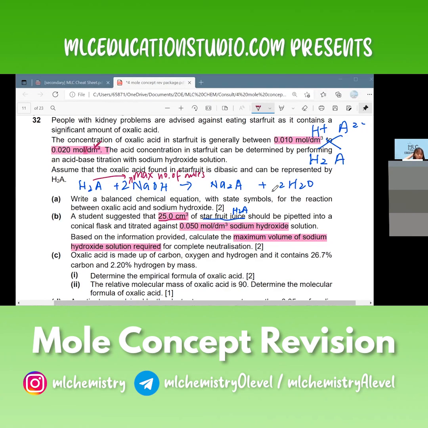Okay, Gabriel, actually you can try part C if you want. Just skip and try part C first. Get yourself familiarized with how to do the empirical formula. This part C is a very classical example of an empirical formula question.